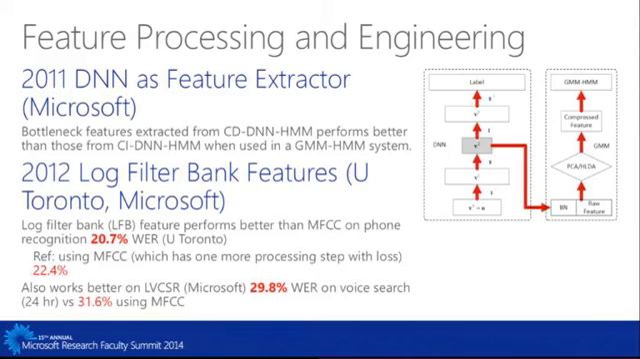So in 2012, both University of Toronto and Microsoft published results on using log filter bank features instead of MFCC as a feature to the DNN. And they both showed better results on TIMIT and larger vocabulary speech recognition. And from that time on, I think almost all the groups no longer use MFCC as a feature. They typically just use log filter bank.